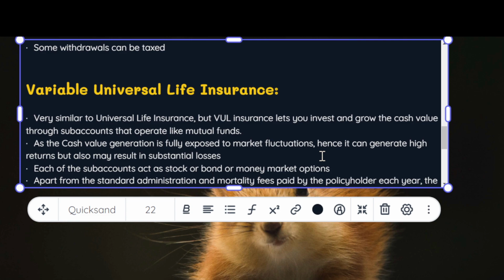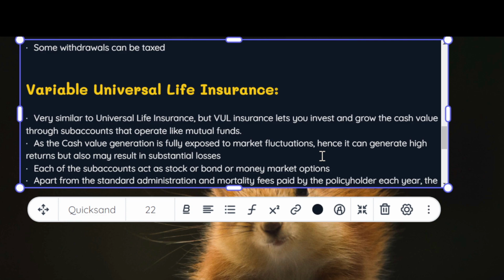So how it operates is that you totally own the additional money, apart from your cost of insurance. The entire additional money that you're investing, you decide through certain sub accounts what kind of securities, what kind of mutual funds, or what kind of other financial products, be it commodity, be it money market, your money will be invested in, right? So that is variable universal life insurance.